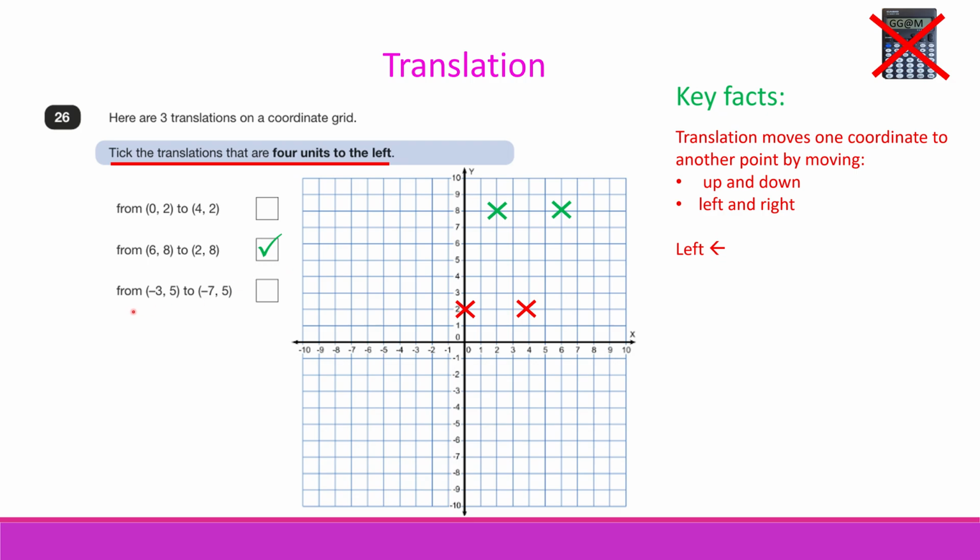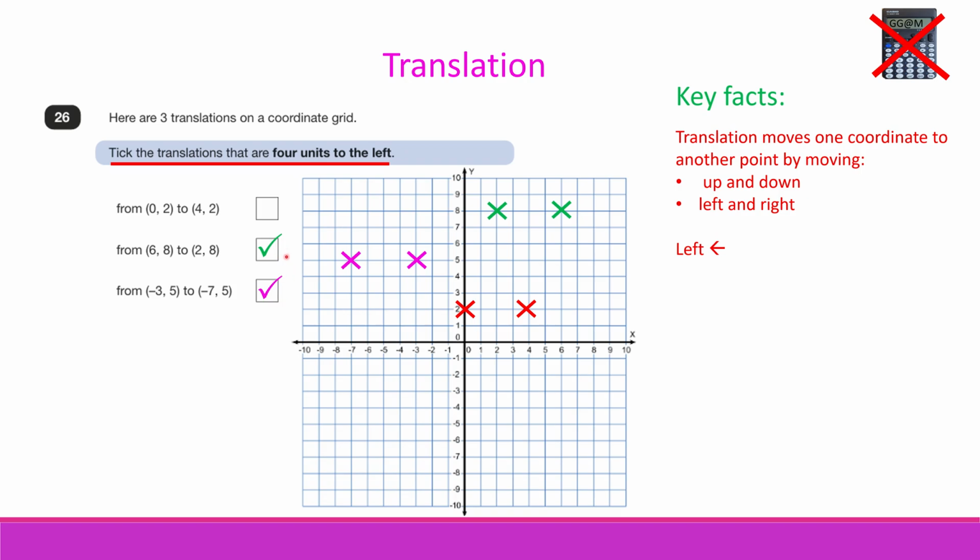The next one is from (-3, 5). So we start at (0, 0) again, and we go -3 in the x-axis, and then we go up 5. Takes me to this coordinate here. And the next one goes across -7 and up 5 again. So I started off here and I've gone 1, 2, 3, 4 to the left. I've ended up with that new one. So this one is also correct. So give yourself a tick in this box here.